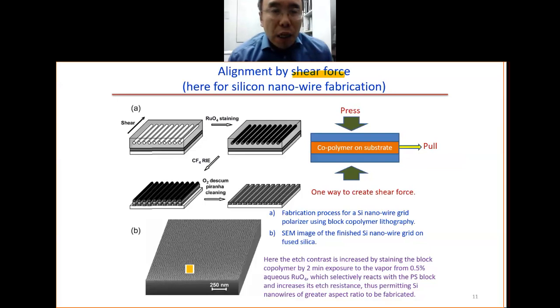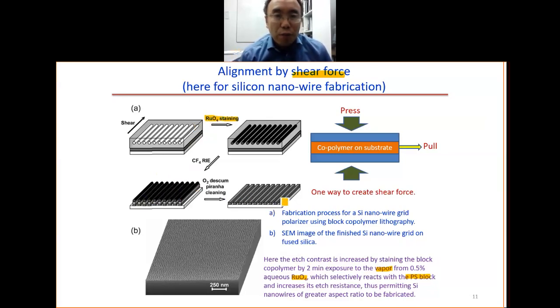But again, we need a pattern transfer, so we need to remove one block. This is done by using RuO4 staining. So how does this work? This one is the vapor. You have this vapor of RuO4. This will react with the polystyrene block. As a result, the polystyrene block will have ruthenium metal inside. So when this polystyrene has the ruthenium metal inside, it will be resistant to the etching. The oxygen plasma will remove the matrix, but the cylinder will be left behind because it contains this ruthenium metal.